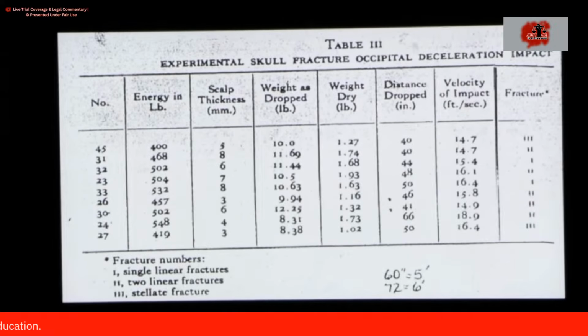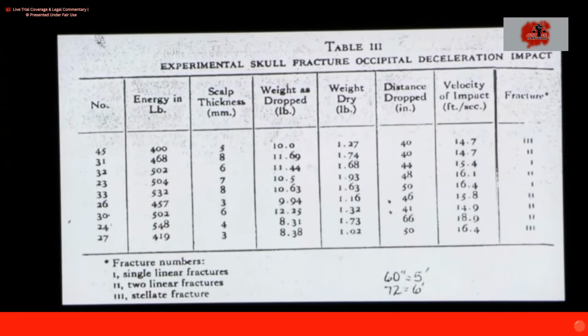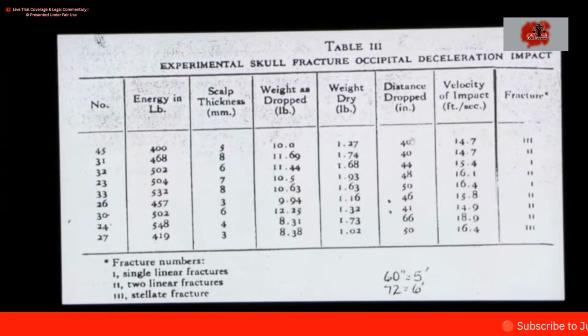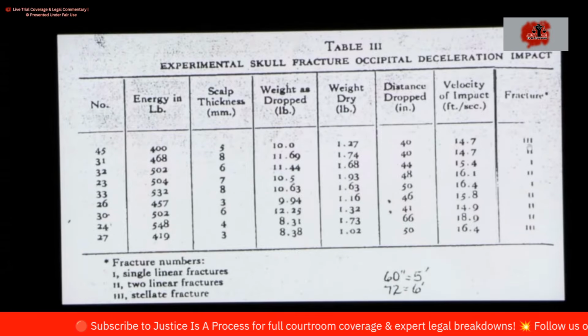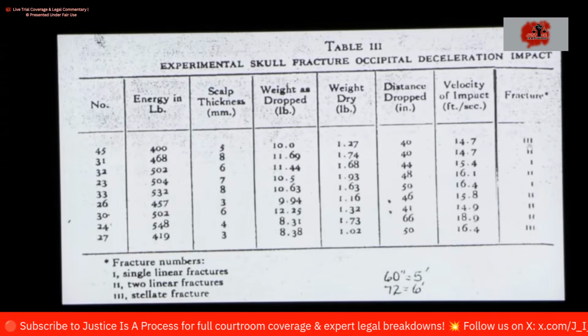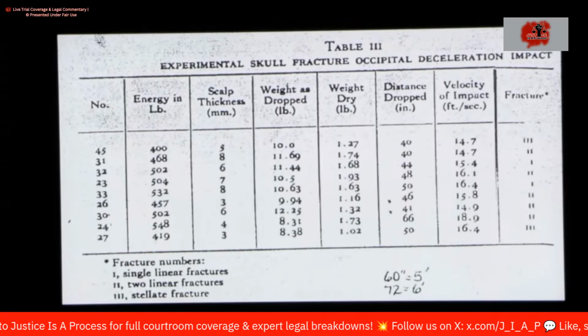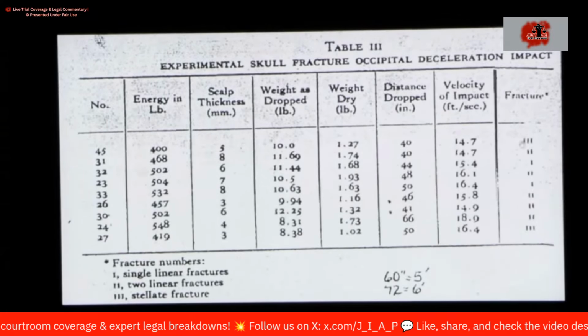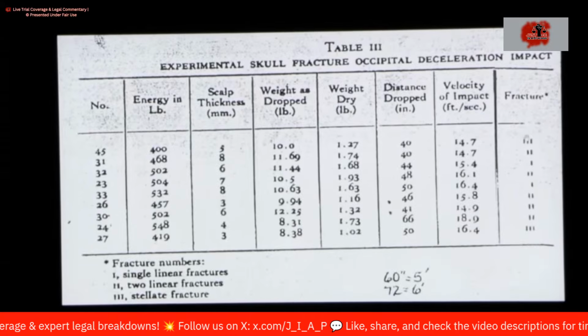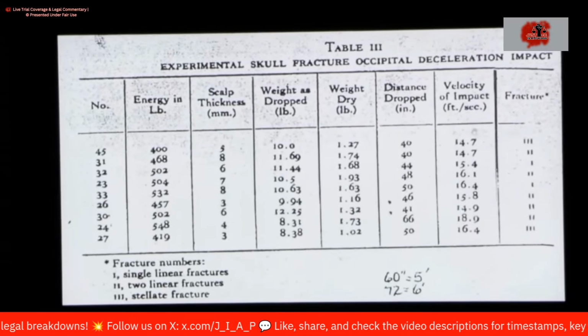And what you can see is that when they took cadaver skulls and dropped them from as low as 40 inches onto a hard surface, they were getting linear fractures. Even at 40 inches, there is what's called a stellate fracture. Stellate means star-like. You get a fracture that goes out like a star. So even at a 40-inch drop height, you have sufficient force when landing on a hard surface to cause skull fracture and a level 3 type skull fracture.